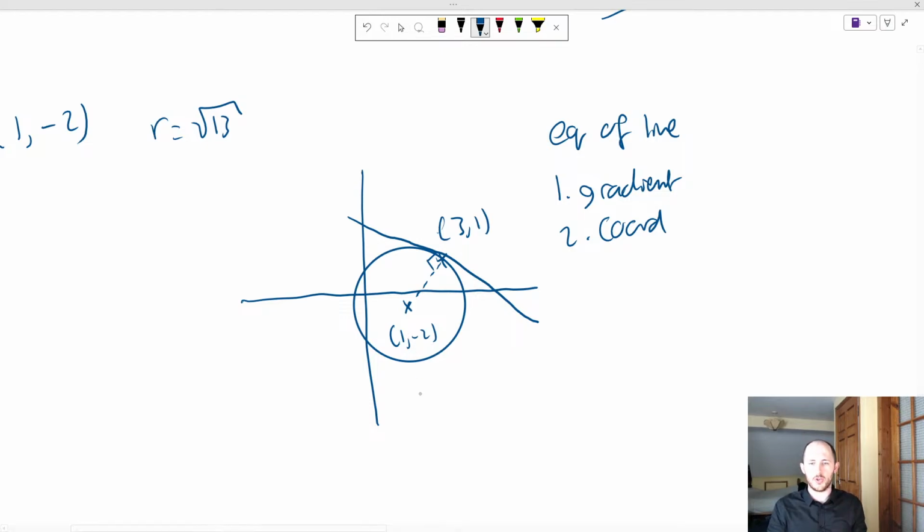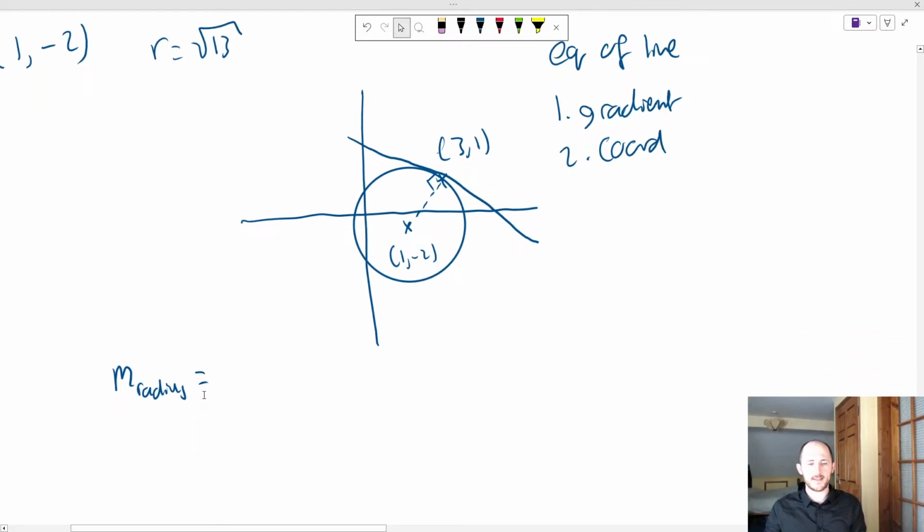What you want to do is work out the gradient of the radius. I know that seems a bit weird. Find the gradient of the radius, take the negative reciprocal, and you've got your gradient. You've got your coordinate, so you can now do the equation of a straight line. Nice and easy. So, how do you work out gradient?